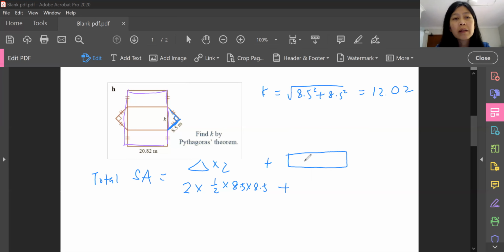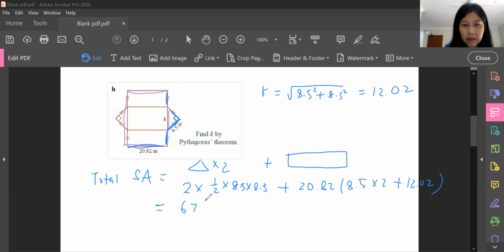Now the rectangle, the width is over here, 20.82. Now the length will be 2 pieces of 8.5, 8.5 over here, 8.5, 8.5. I like times 2, so I don't write it plus, and plus the K, 12.02. Again, type it in the calculator, and it should give you 676.5 meters squared. Okay, good. Again, you may pause the video to read carefully all the writing, and you can move on to the next question when you're ready.